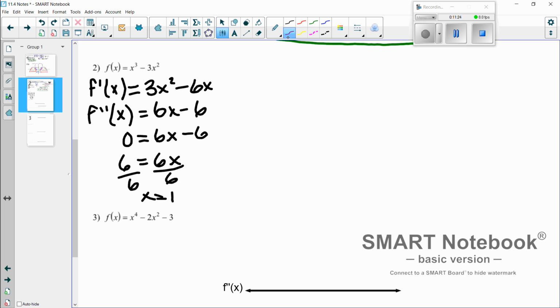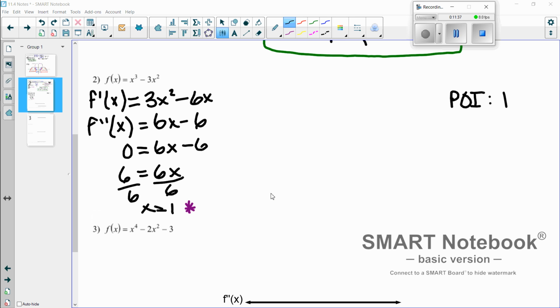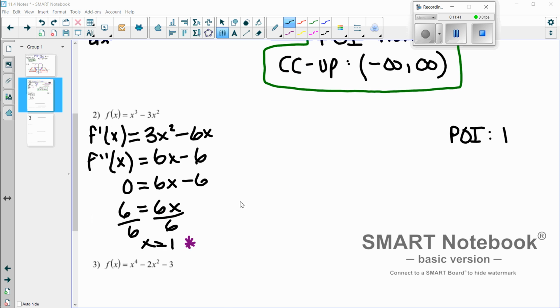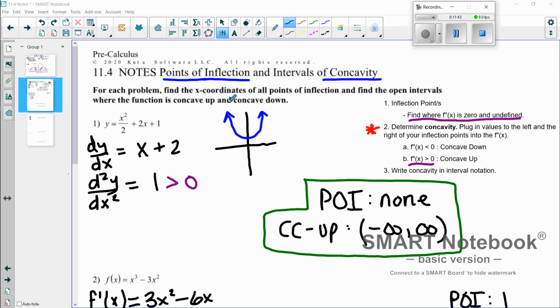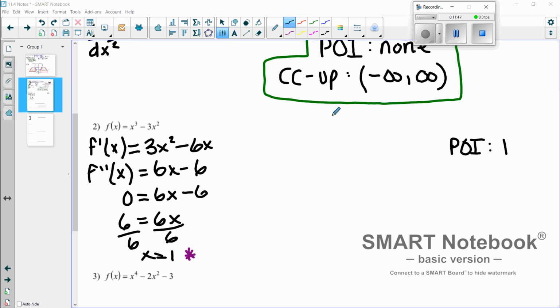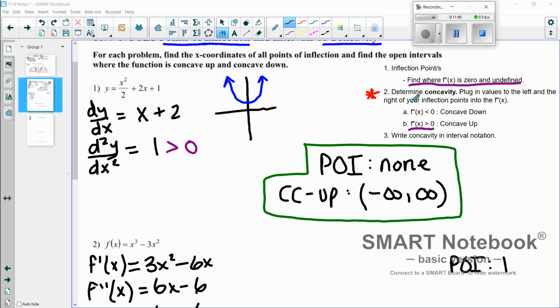Now, this is an inflection point. If we want to jot that down right away, we can. So I just jotted it down over here to get it out of the way. Our point of inflection here in number 2 is 1. Well, the x value of our point of inflection. We're looking for the x coordinate of our inflection point. So now what we have to do is determine the concavity, here in step 2.